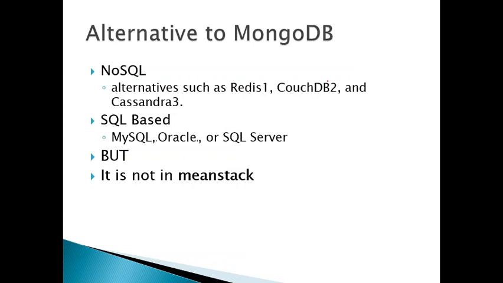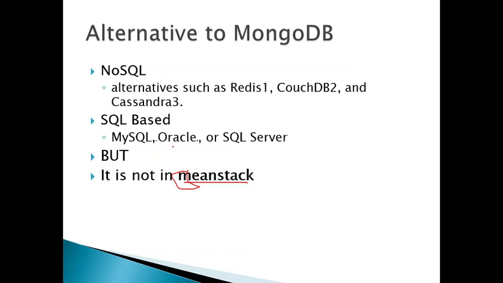What are the alternatives to MongoDB? In NoSQL format, you have Redis, you have CouchDB, you have Cassandra, you can use Firebase. All these are alternative NoSQL databases other than MongoDB. In SQL, you can use SQL-based databases like MySQL, Oracle, SQL Server, PostgreSQL, and so on. There are so many databases. But any of these is not a MEAN stack, because in the MEAN stack we have M for MongoDB. If we are using any other database, then it will not be a MEAN stack. So our focus will remain on the MEAN stack and MERN stack.